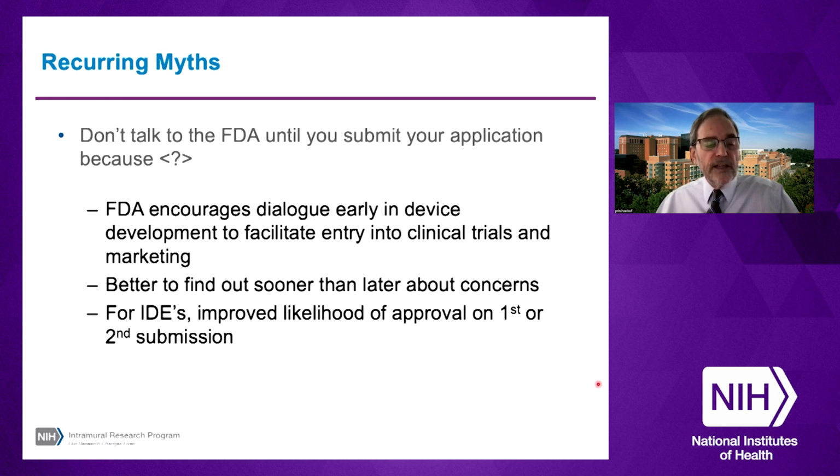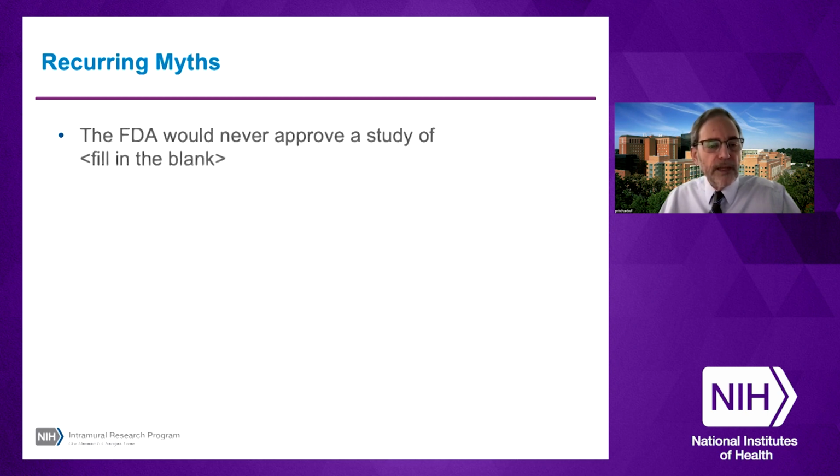And for investigational device exemptions, going through the Q submission process can improve the likelihood of approval on your first or second round of an IDE submission as compared to folks that just submit it without talking with the FDA. Again, it depends on the complexity and whether it's a truly novel device or something that you have a lot of experience with. But the Q subs can help you with that. And by all means, talk to the FDA early.